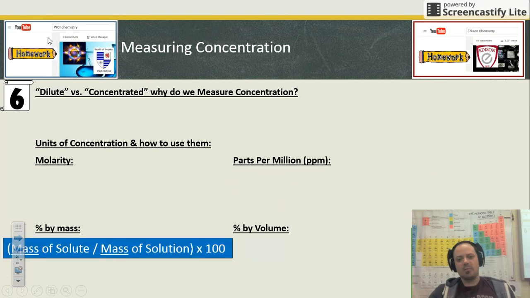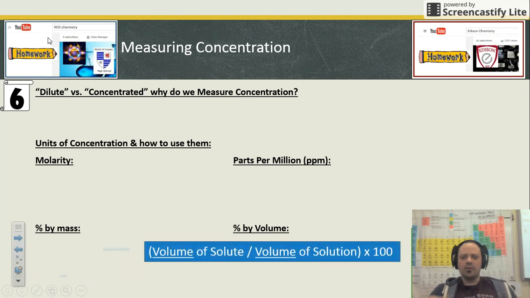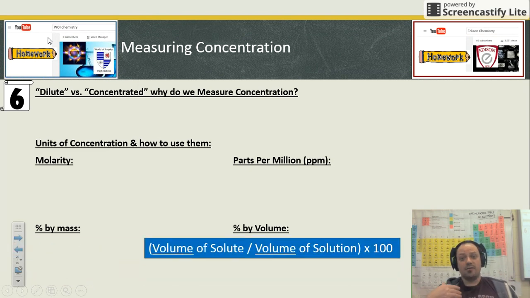Percent by mass and percent by volume are the same straightforward calculation, except that for one we're doing mass of solute divided by mass of solution times 100, not 1,000,000, and that's in percent mass units. And then for the other, percent by volume, we've got volume of solute divided by the volume of solution times 100 to get percent by volume. So let's do a few calculations to see how it goes.